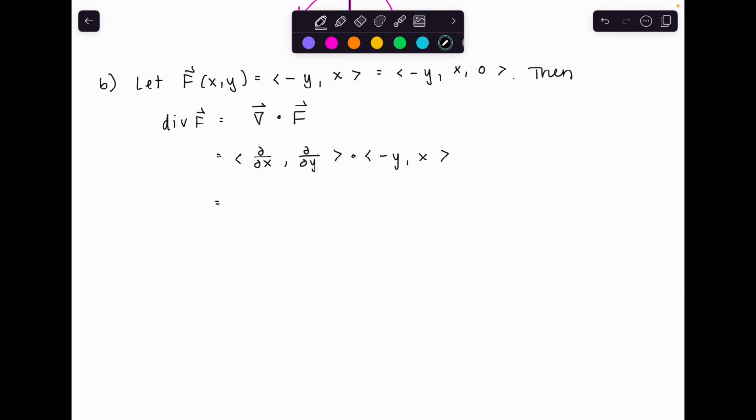If you feel confident taking these partials, props to you, go ahead. But again, when you start getting complicated, I would recommend taking it step by step. So let's go ahead and write this out. I need to take the partial with respect to x of negative y, and then I want to take the partial with respect to y of x.